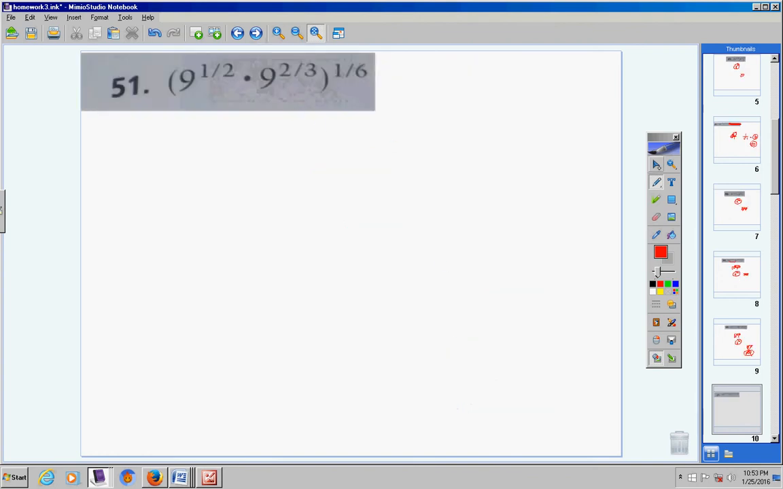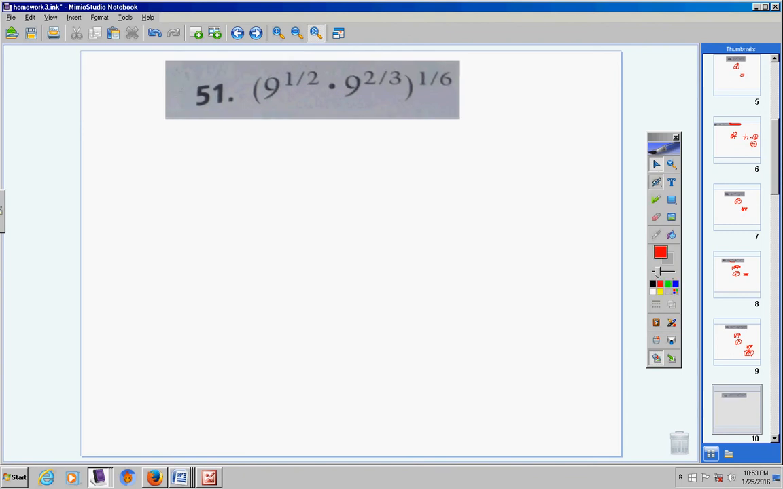Alright, same thing here. We're multiplying like bases, so we're going to add the exponents. 1/2 plus 2/3 is going to be 7/6. And we're going to raise that to the 1/6 power. So we'd have 9 to the 7/36 power, okay? And that would be your answer. You would not write it in radical form because your original problem was in rational exponential form.